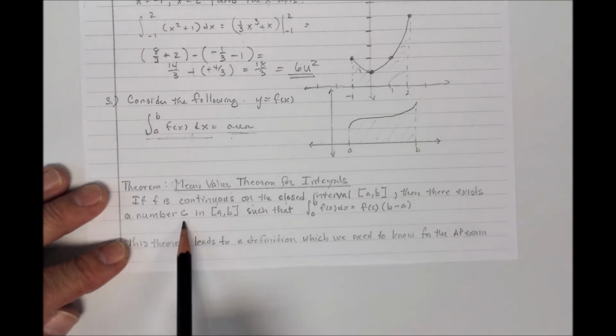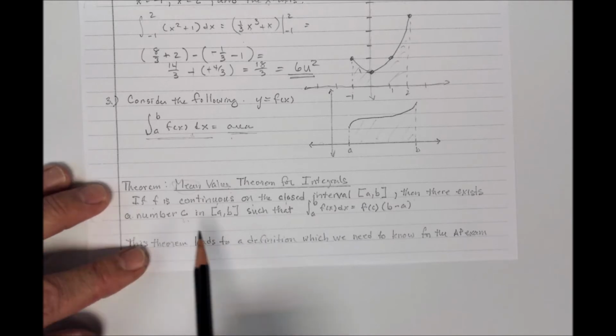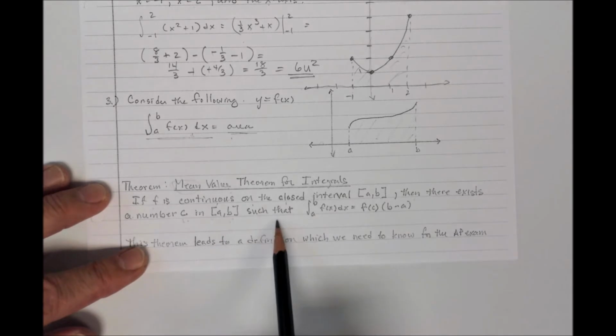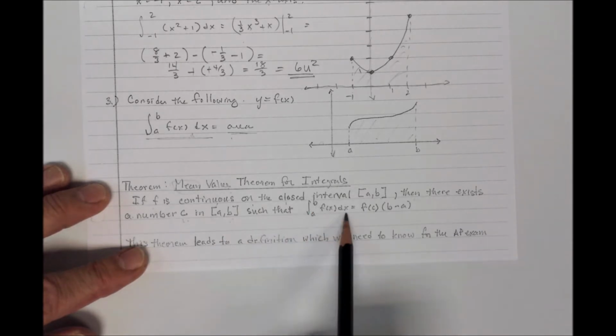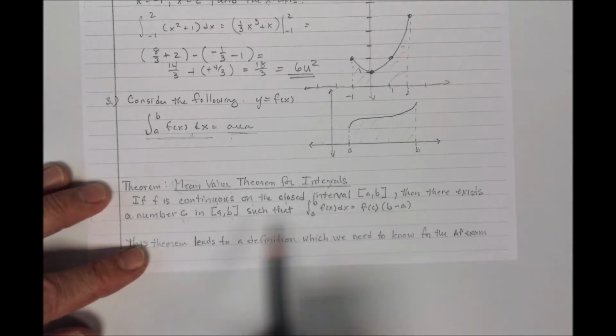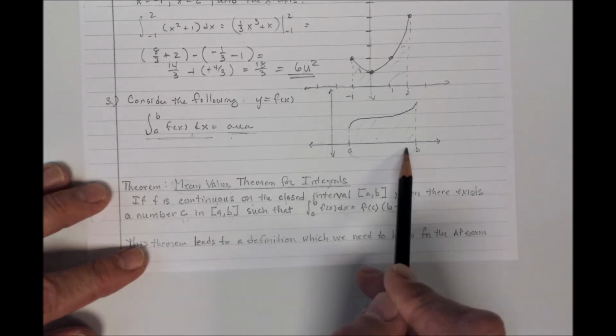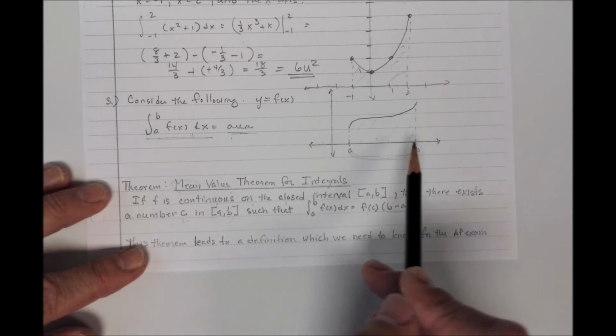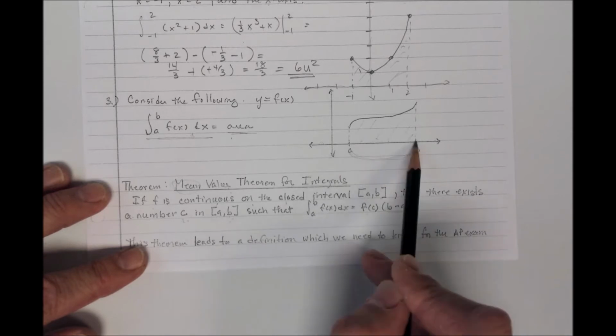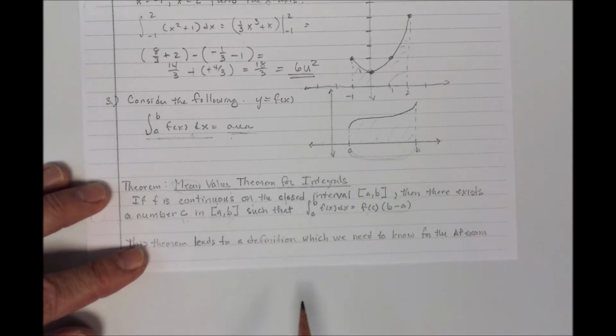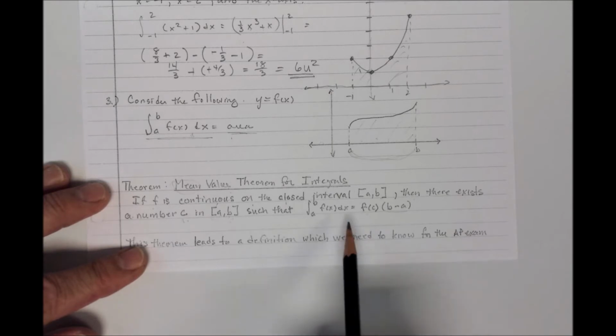It doesn't tell us how to find the number c. It just tells us there exists a number c that's in the closed interval from a to b. It could be at an endpoint, such that the integral from a to b of f of x dx is f of c, whatever the c value is, times b minus a, being kind of like the length of my region. So I am going to take this and from this come up with another key idea, a definition.